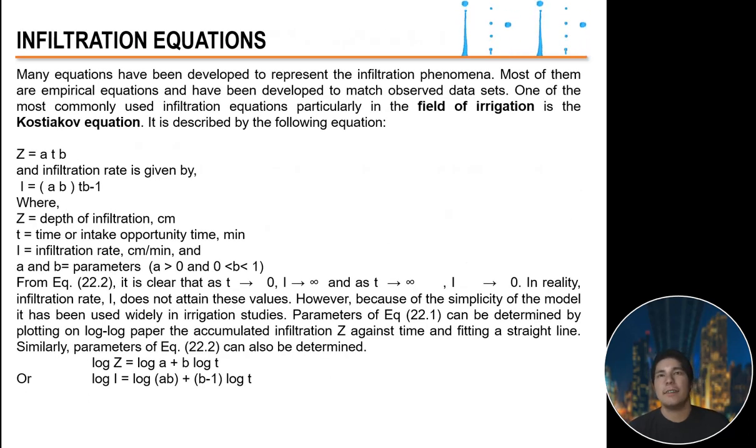So these are the infiltration rate models we use. In the field of irrigation, we use the Kostiakov equation.